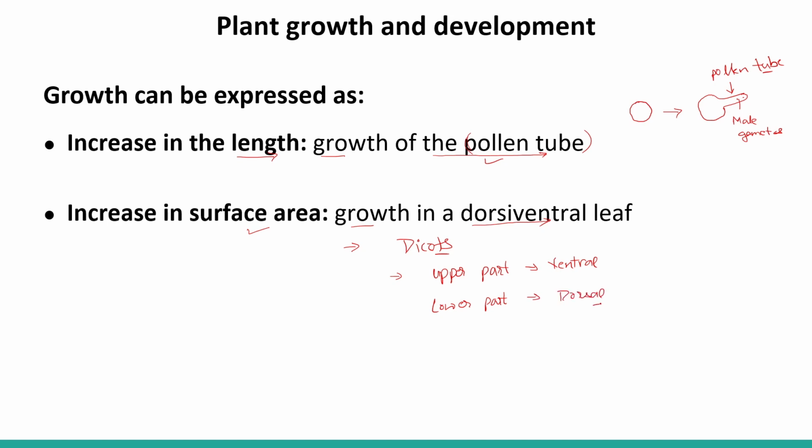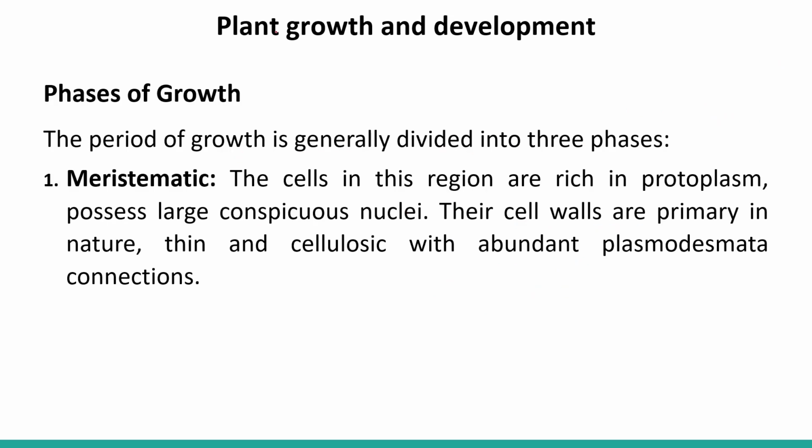So there is an increase in the surface area of the leaf, which is also considered as growth, or we can say growth is occurring when there is an increase in the surface area of the leaf. Now why is there an increase in surface area? To absorb the sunlight. Okay, now let's talk about the phases of growth.